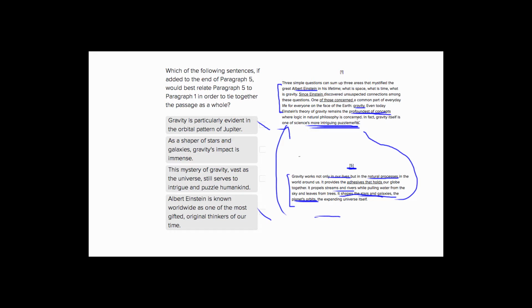So if we look at choice number 3, we're going to see it's better. Choice 3 says, this mystery of gravity, so cutting back to this idea of mystifying Albert Einstein, vast as the universe, still serves to intrigue and puzzle humankind. So this is going to be a better way because choice 2 is just restating what's been stated in paragraph 5 at the end. So it's, it shapes the stars and galaxies, it's an immense force. But this choice 3 is going to be great because it still talks about this mystery, and it allows paragraph 5 to transition back to this idea of mystery talked about in paragraph 1. So for that reason, we're going to go with choice 3. It's going to be the best way to connect the two.